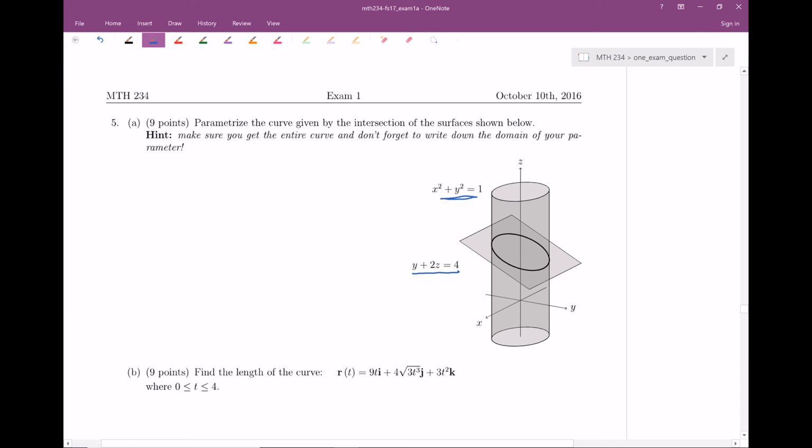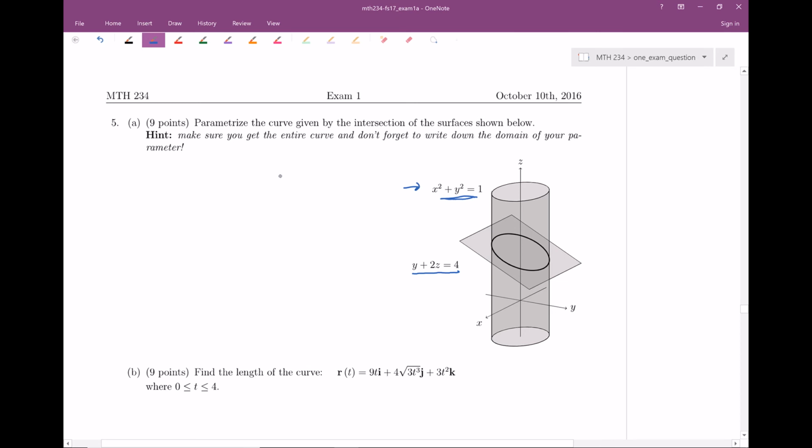Okay, so starting with this, it's nice and bold here. We have the curve of intersection. And when I look at this, I see that it's a nice closed curve. We have kind of a circle or maybe an ellipse here. And so I think maybe I'm going to use sines and cosines. Moreover, I see this formula right here, the x squared plus y squared equals 1.